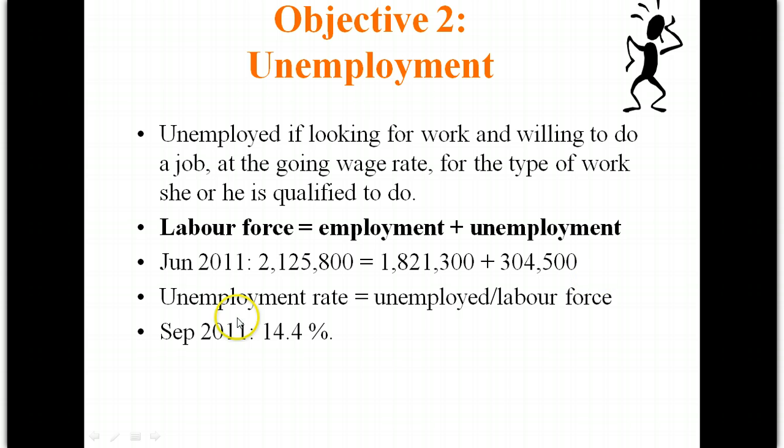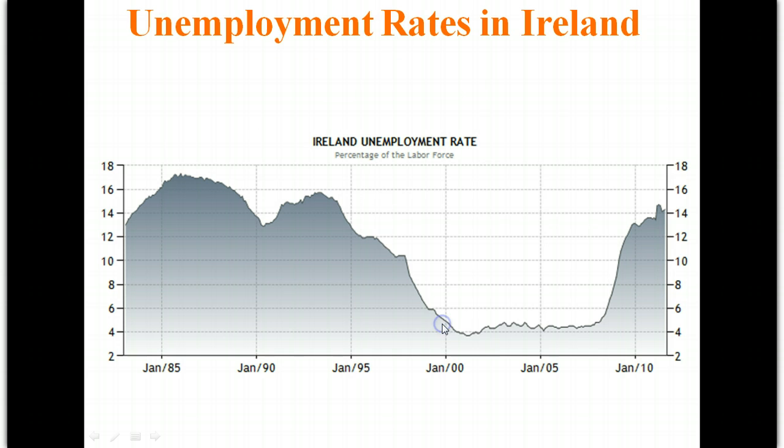What's unlikely to change too much is the unemployment rate, which is around 14.5%. The unemployment rate is the number unemployed, 304,500, divided by the labour force, the total number of people looking for work, 2,125,800. When the revisions do come, it's likely that both of these numbers will increase, the number unemployed and the number in the labour force. So it's not going to have much effect on the unemployment rate, but will have an impact on the totals.